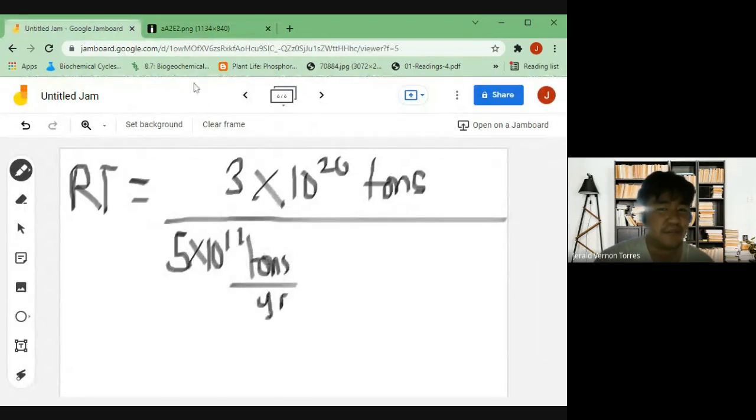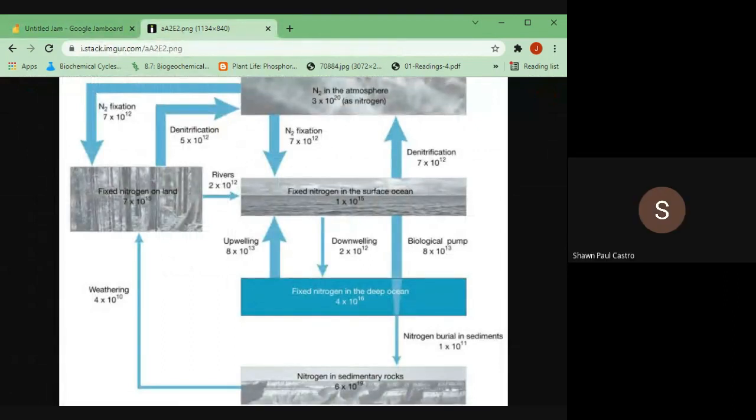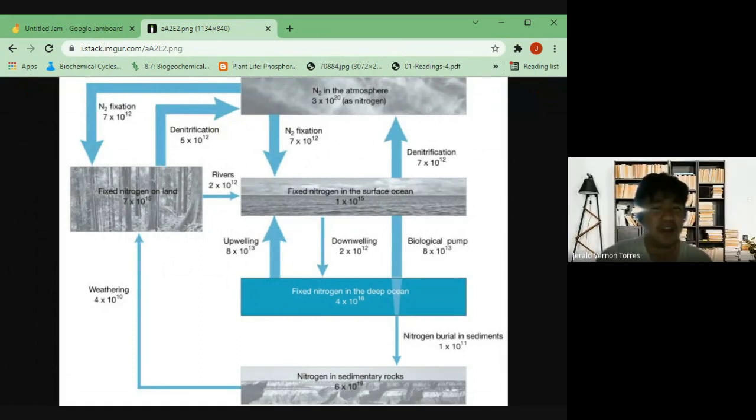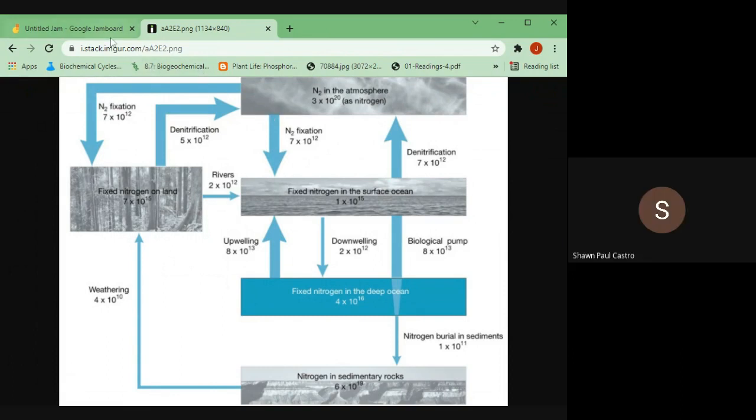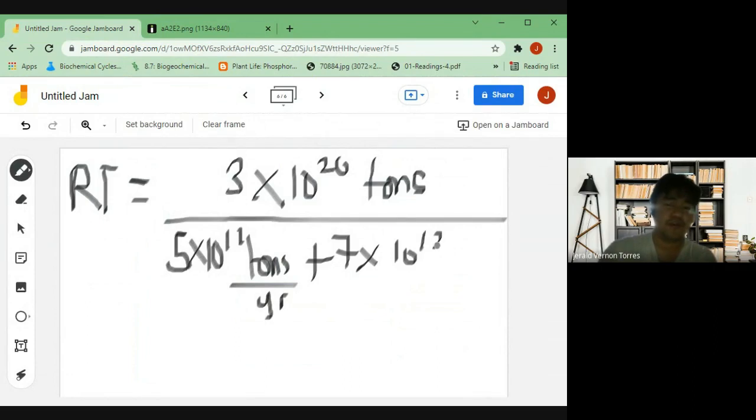Aside from that, meron pa bang ibang rate of influx? Sean? Yes, meron pa, sir. Saan galing? Sa dagat, sir. Sa tubig, okay. Gaano kalaki yung nitrogen na manggagaling sa water? 7 times 10 raised to 12. Okay. Plus, so meaning add mo plus 7 times 10 raised to 12 tons per year. Actually, this would let us cancel tons and matitira is the number of years.